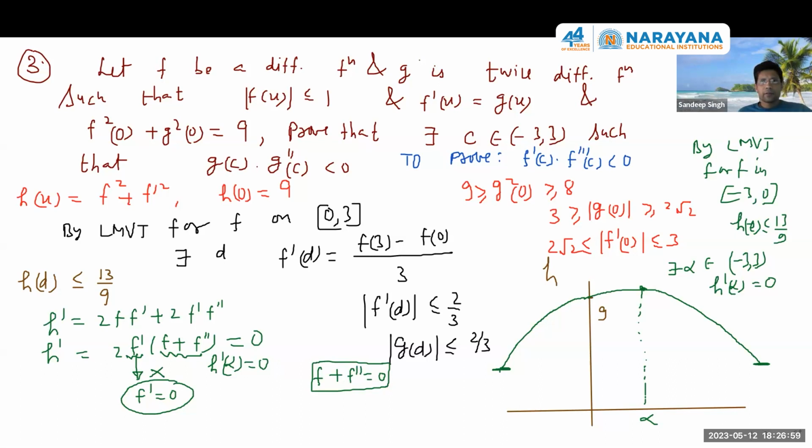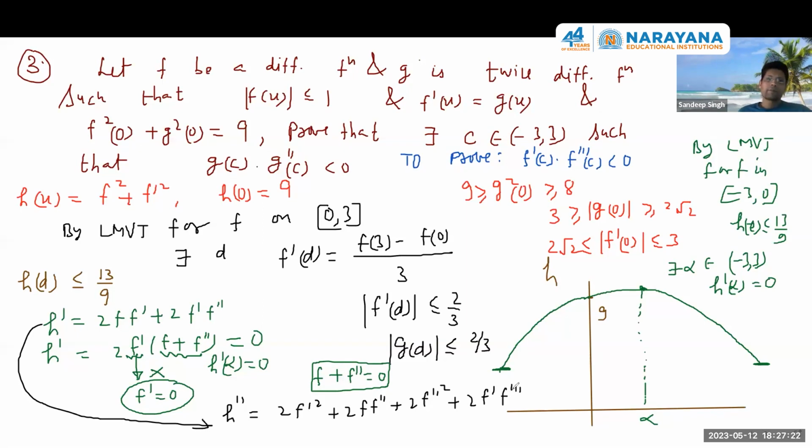Now, this is your h dash. What about h double dash? If I differentiate this once more, what will I get? 2f dash square, 2f f double dash, then 2f double dash square, then 2f dash f triple dash. Agreed? Now what is common in the second and third term? f double dash.